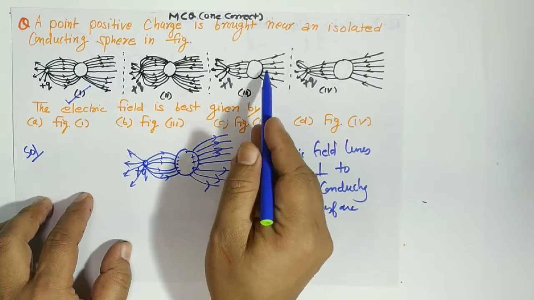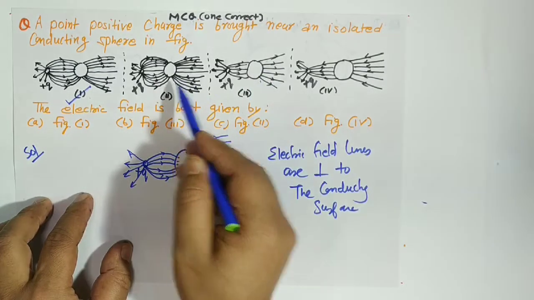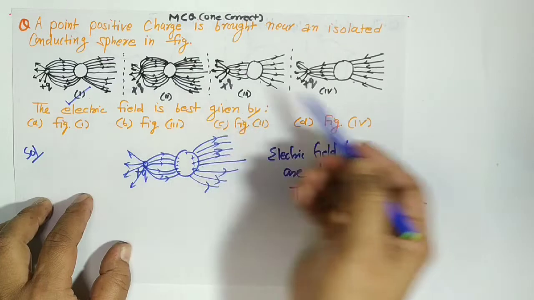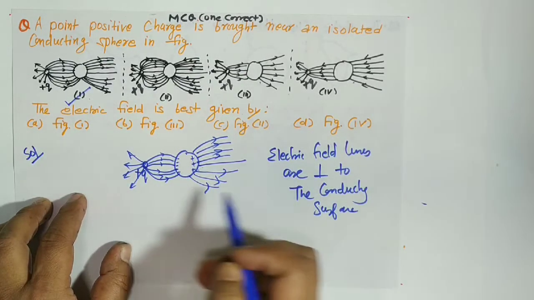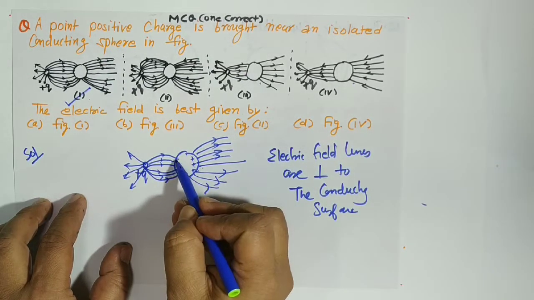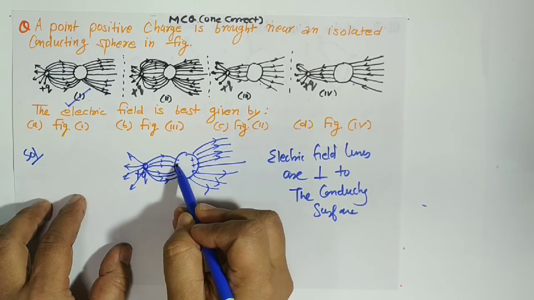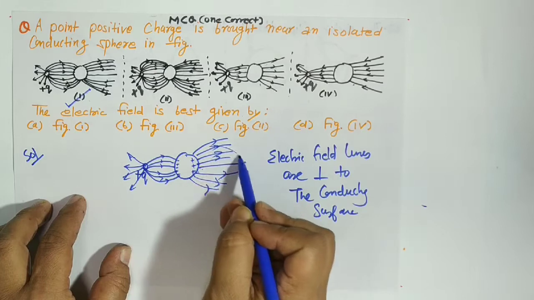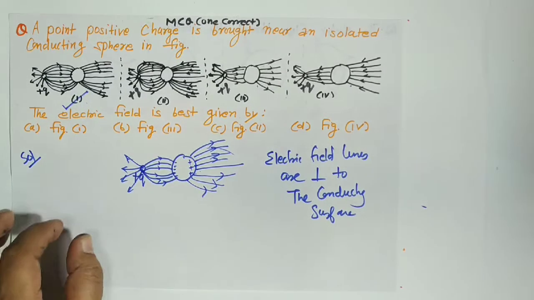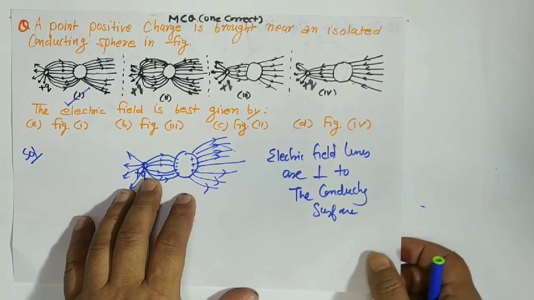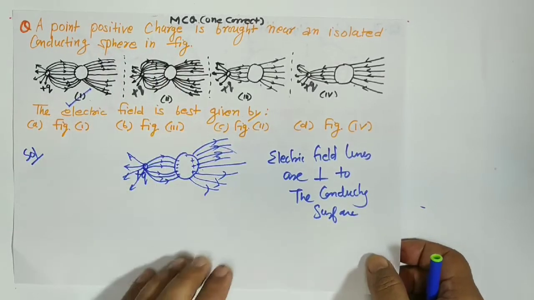This is also not right because they are not perpendicular. These two are not right because the lines are moving inside. Actually, the lines will move outside. Got it? This is a positive charge. It will induce negative on this side and positive on this side. The lines will terminate here and they will start arising from this side. So first is the answer. So this is one correct MCQ question.